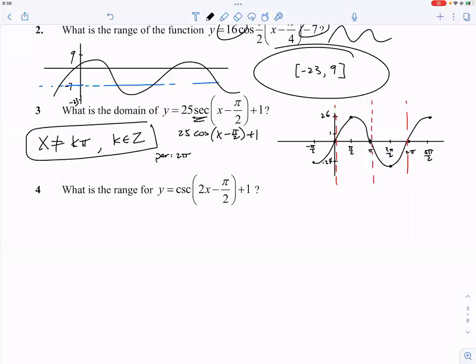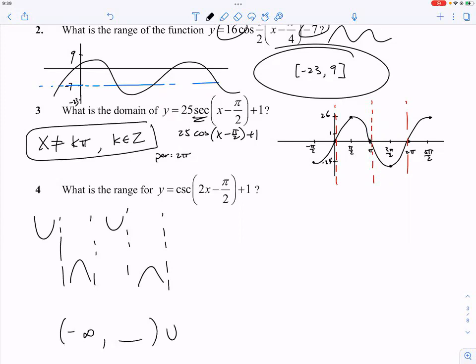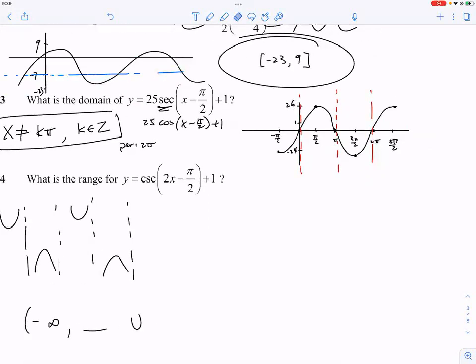All right, number 4, asking for the y value, the range for the cosecant graph. So same thing like number 3. The moment I see a cosecant graph, I'm like, oh, I'm seeing something like this. So I know my range is going to be something like negative infinity to a number, union a number to infinity. I know it's going to be something like this. I just need to know what those two numbers are.